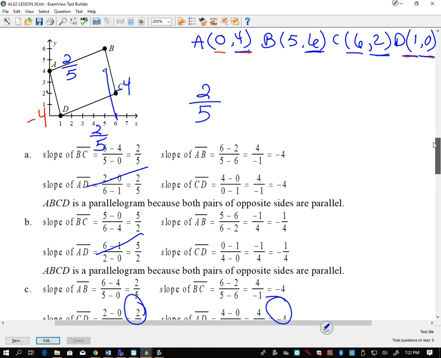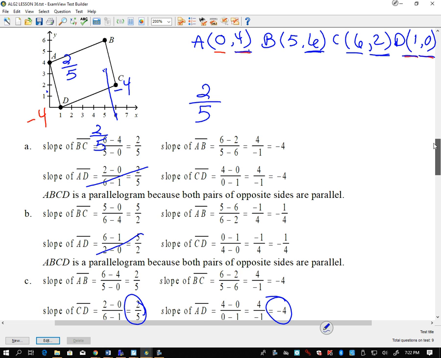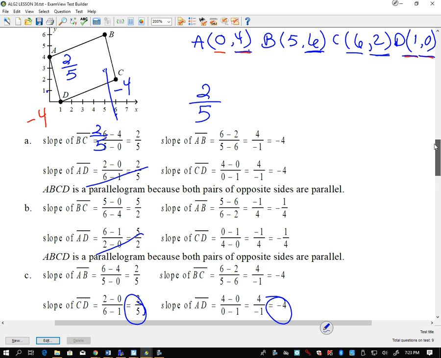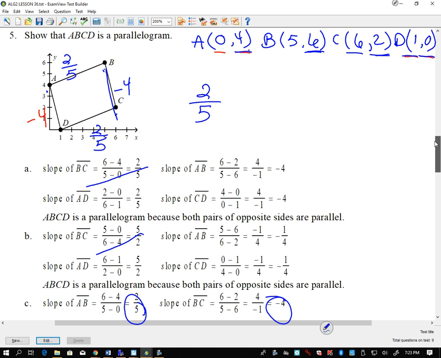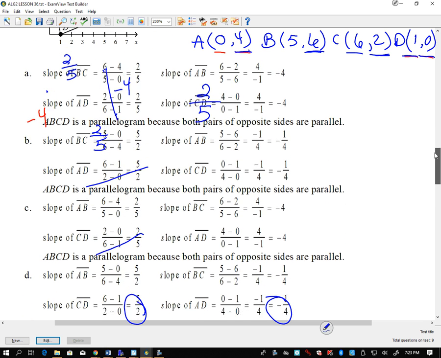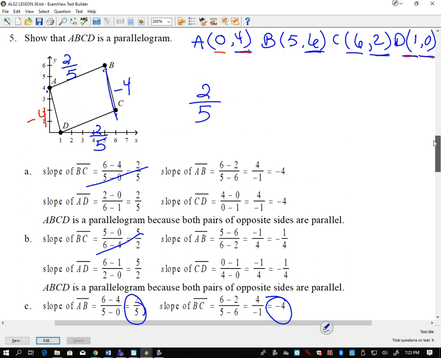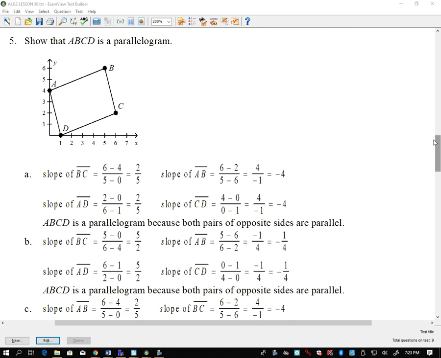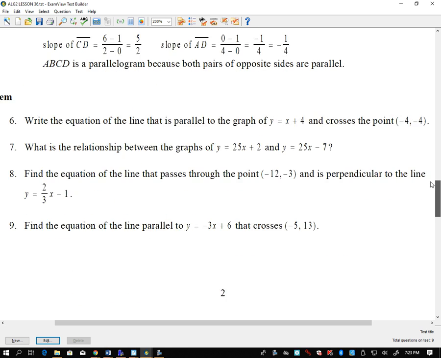So let's see if everything else in C is correct. It says CD is 2/5. Well, we agree with that. And AD has a slope of negative 4. So we can agree with everything on C as it stands. So C should be our answer for question 5. And you could use the slope formula y1 minus y2 over x1 minus x2 for all of that, just the way that you see them do it here.